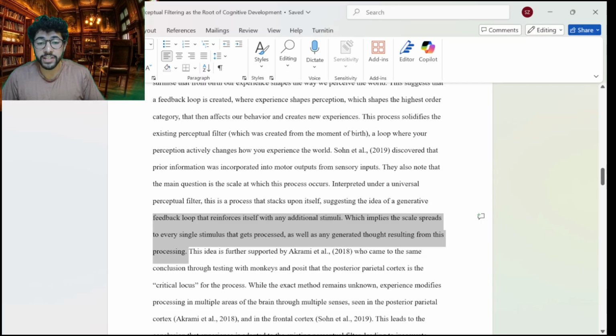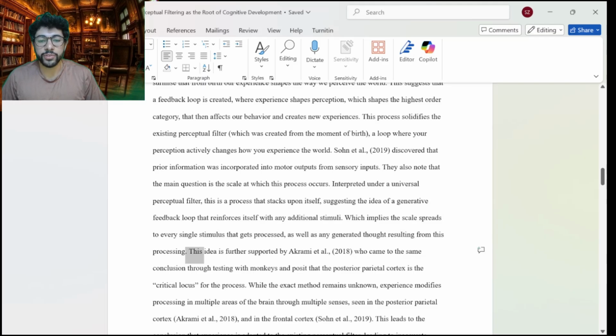So this generative feedback loop is constantly stacking upon itself. So the scale at which any prior information affects the way that you interact with the world is infinite and it is omnipresent. Okay, that would be the best way to put it, I imagine, because again, this is all resulting from a single highest order category, the universal perceptual filter.